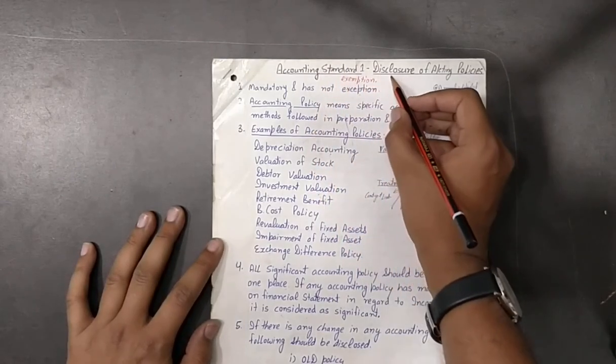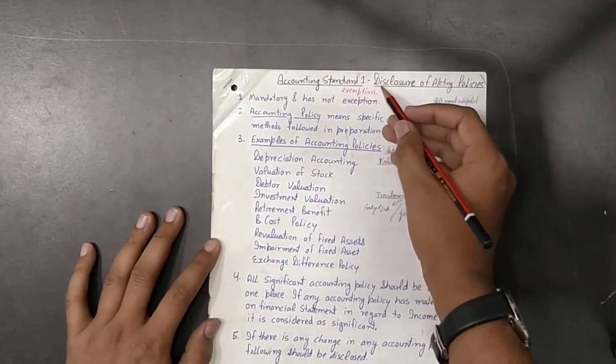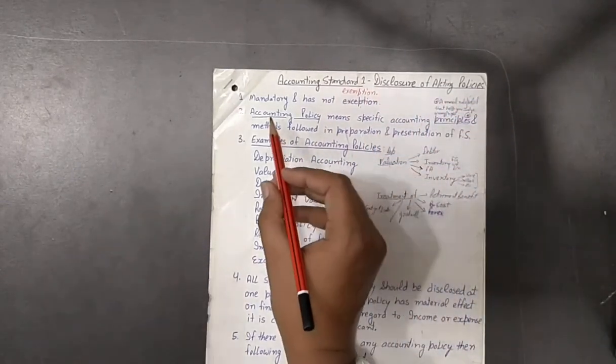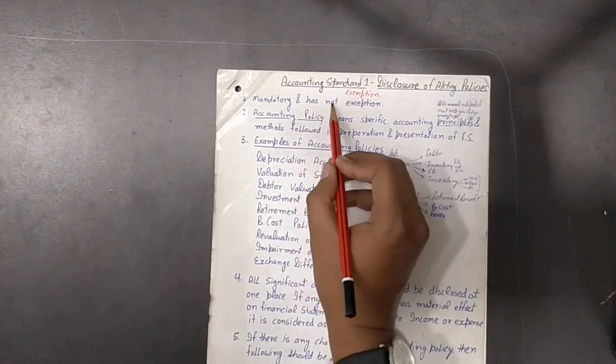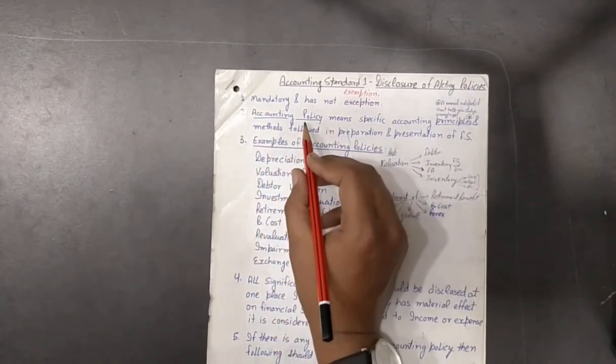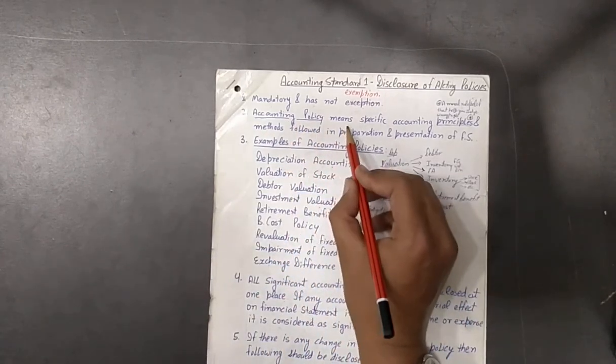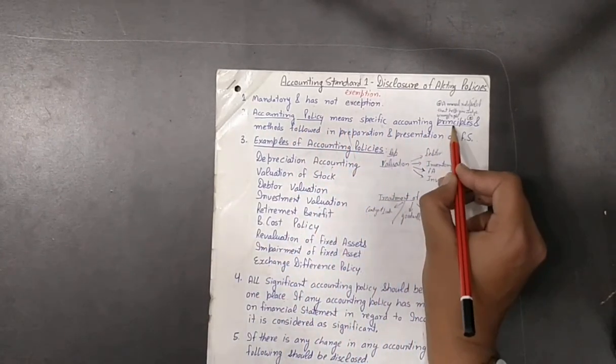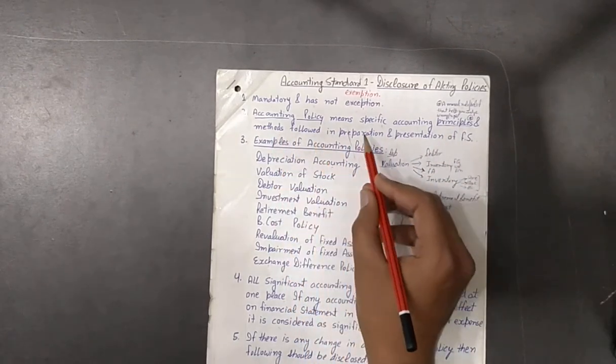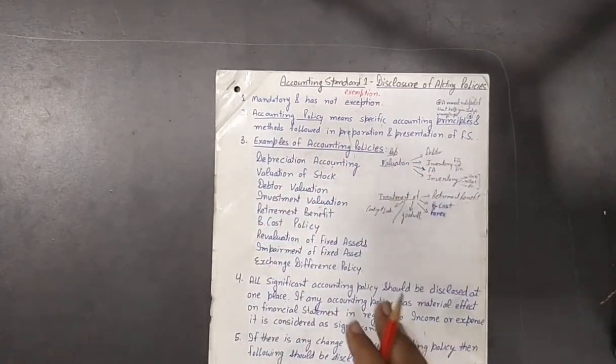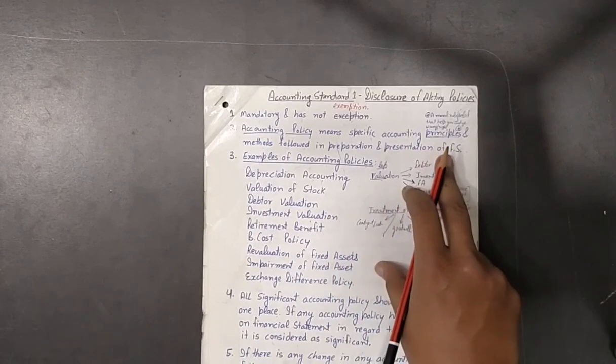Accounting Standard 1. The name of the standard: Disclosure of Accounting Policies. Mandatory. It has no exemptions. Accounting policy. What is the meaning of accounting policy? Accounting policy means specific accounting principles and methods followed in preparation and presentation of financial statements.